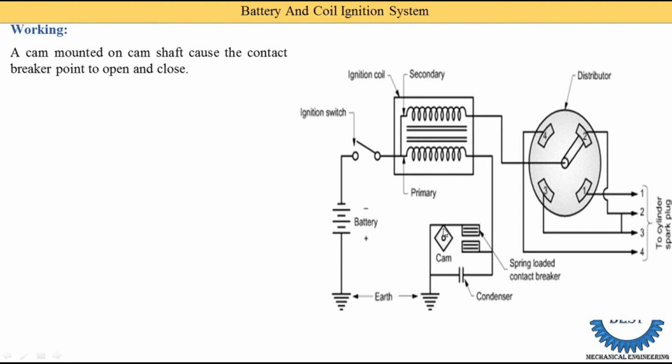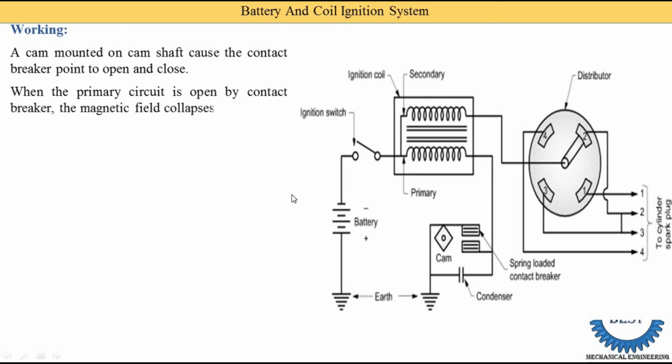Here you see that a cam is mounted on this camshaft, and what is the function of this camshaft? To make the contact between these two contact points, or close the contacts. Right now, what you are seeing, these contact points are open. So we understand when the contact points are open, the primary circuit is open by the contact breaker, and the magnetic field collapses, means there is no magnetic field.